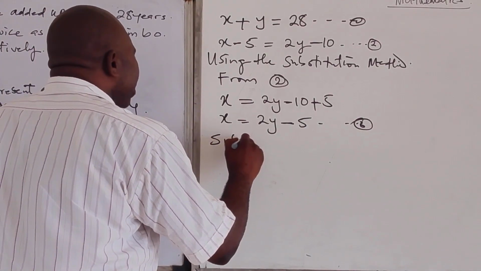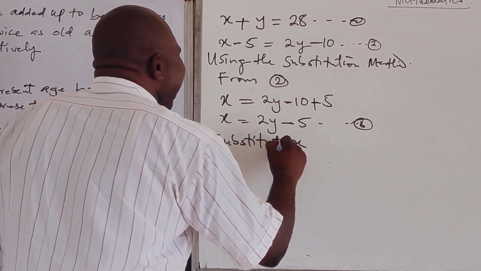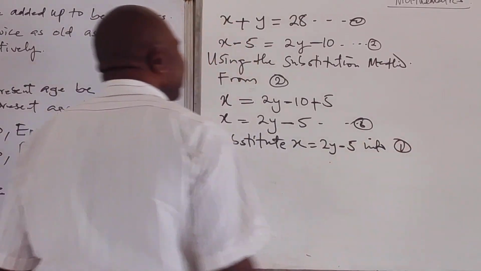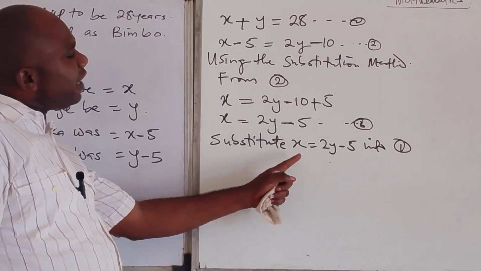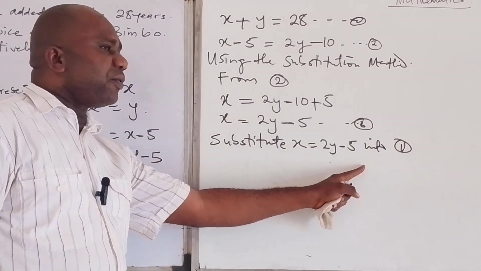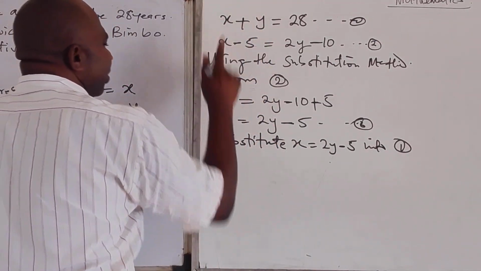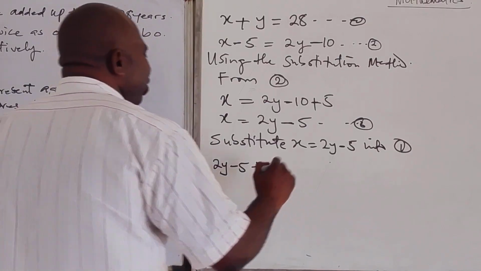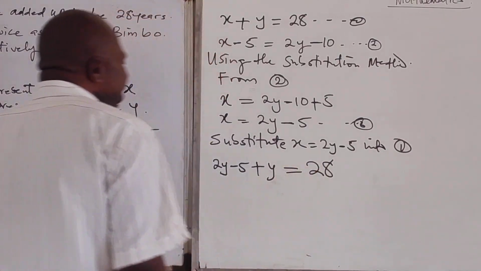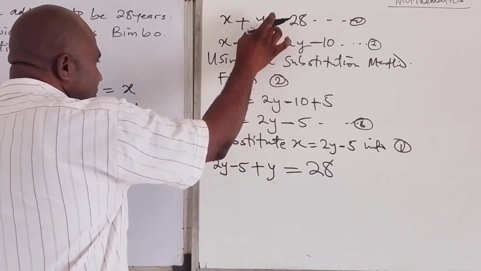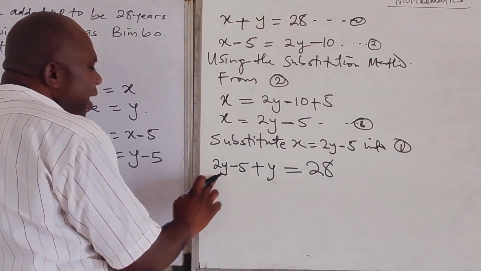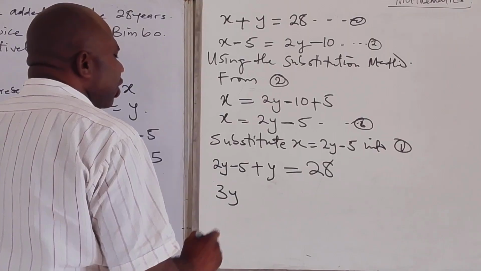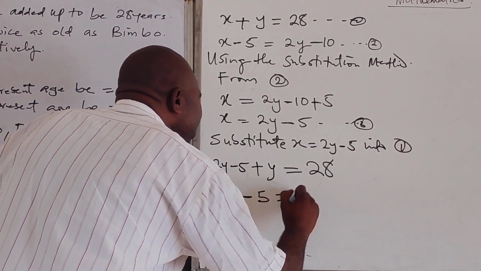So substitute x is equal to 2y minus 5 into equation 1. Now, it therefore means that anywhere we see x in equation 1, we are putting 2y minus 5. So in equation 1, x, so that is 2y minus 5 plus y is equal to 28. Yes, this x is 2y minus 5 plus y is equal to 28. So 2y plus y, this y is simply the same 1y. 2y plus y is 3y. So 3y minus 5 is equal to 28.